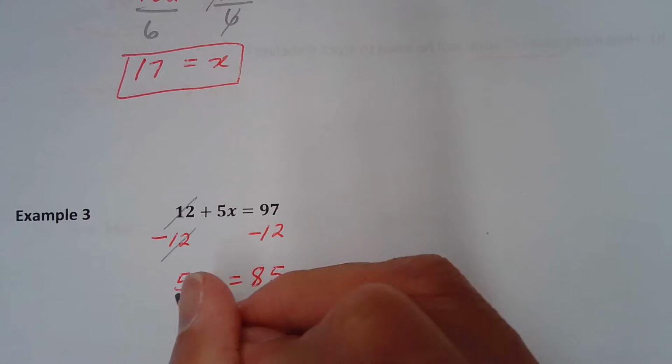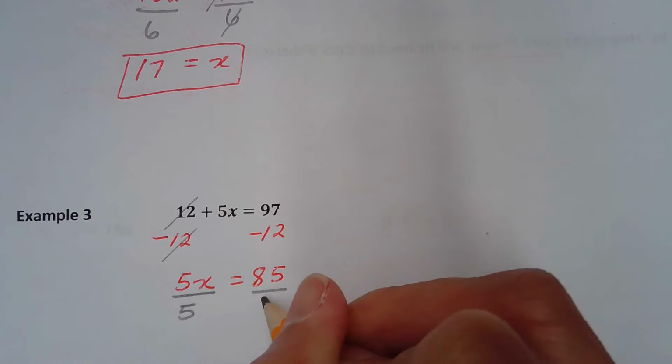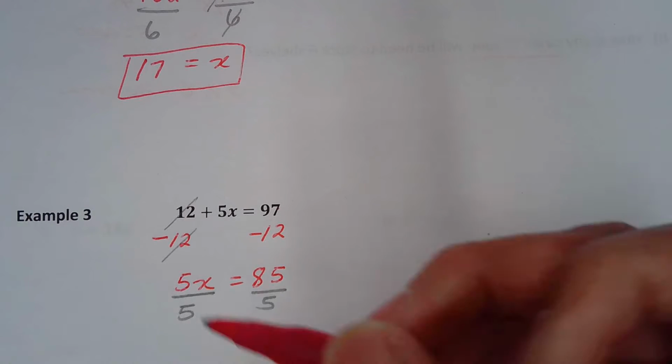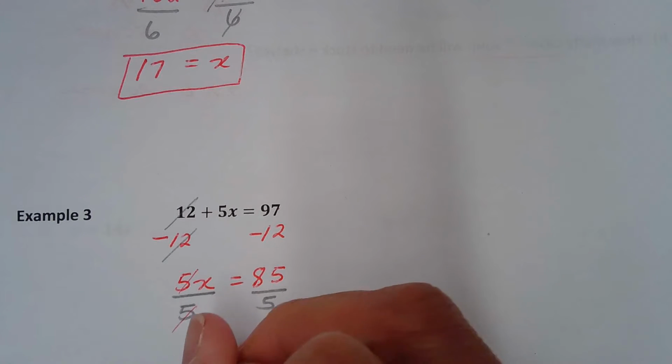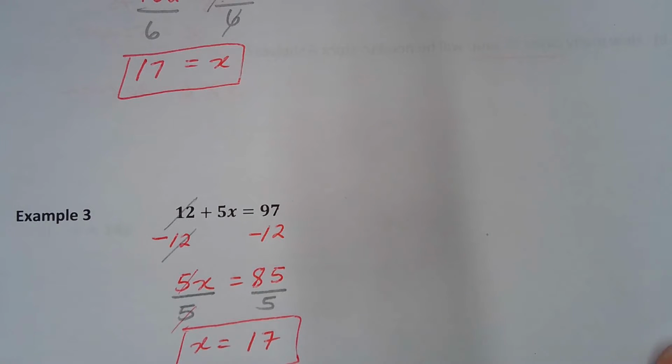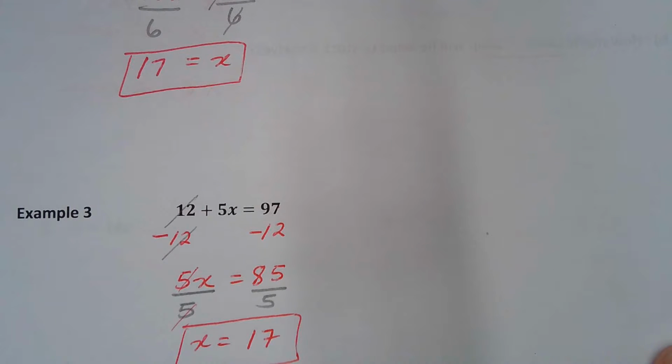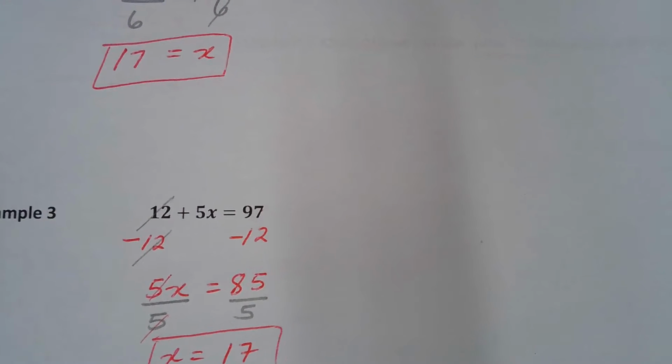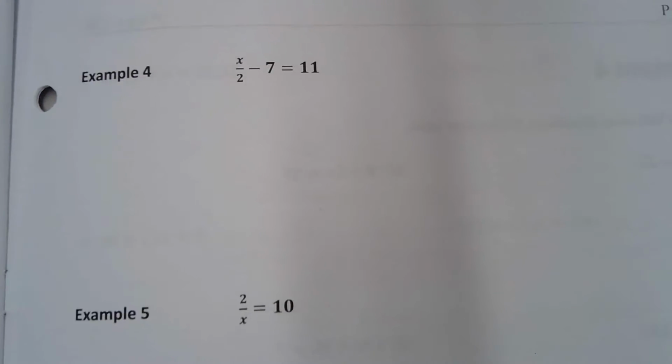Divide by 5. What is that again? 17 as well? So x equals 17. Okay? Is that okay? Yeah. So we're really following the rules. Okay, last 3 examples, and then we have lots of time to work on this.